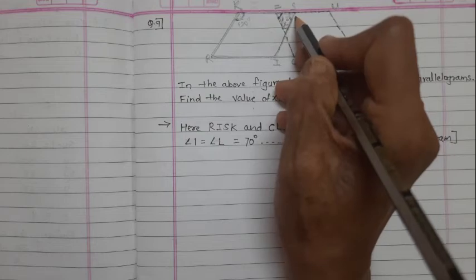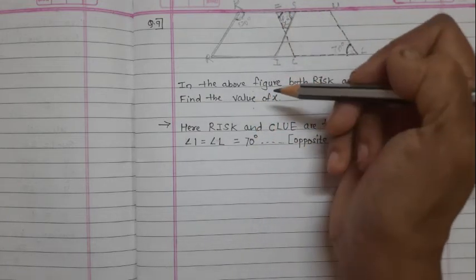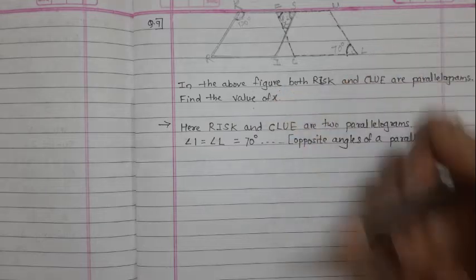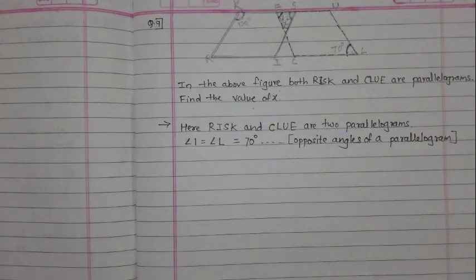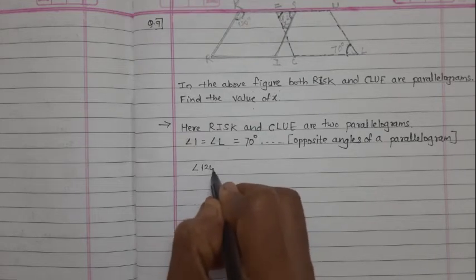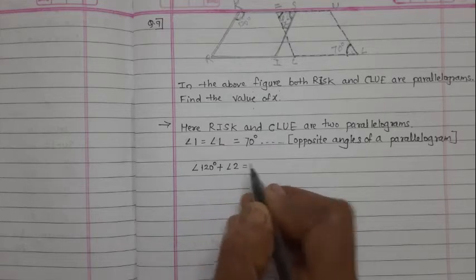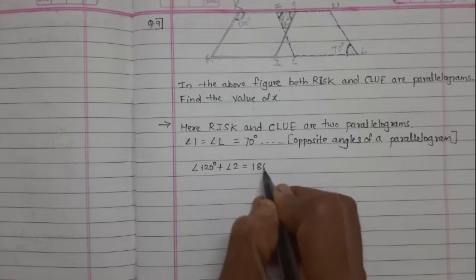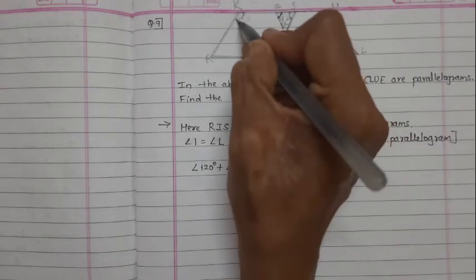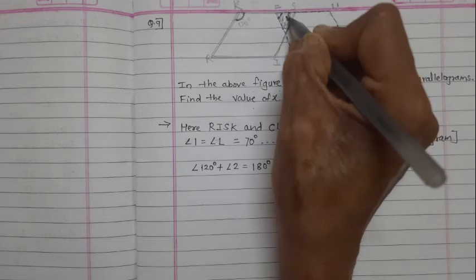These are adjacent angles, and the sum of the adjacent angles is equal to 180 degrees. So what will I write here? Angle 120 degree plus angle 2 is equal to 180 degree. Which angle do I mean? See, this angle and this angle. This is angle 2.